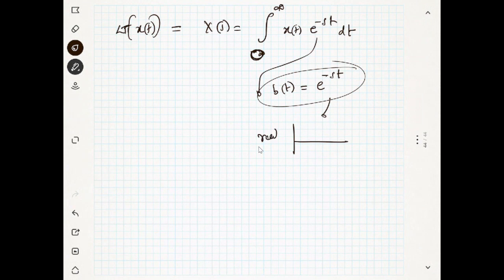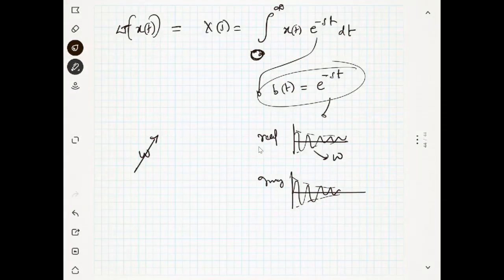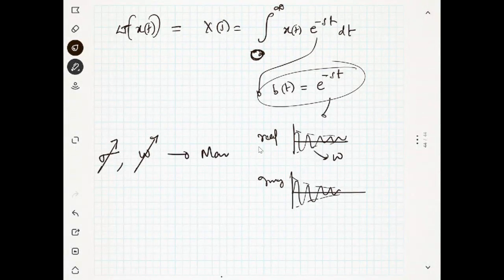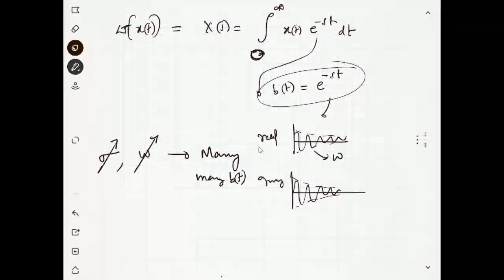You got it? What is this e power minus st? It has a real part, and it also has an imaginary part. The imaginary part will be a sinusoid, and this frequency is omega. You can change the frequency, and you can change the sigma, and then you will get many b of t's, for different values of sigma.